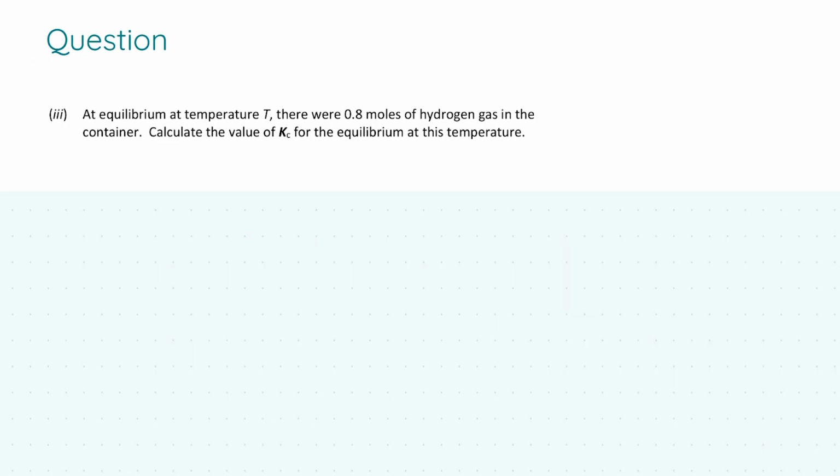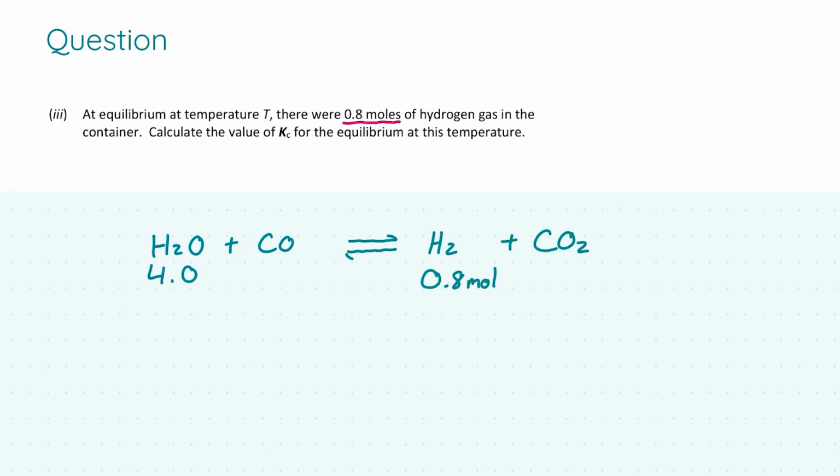And part 3 to this question is telling us at equilibrium at temperature T, there was 0.8 moles of hydrogen gas in the container. Calculate the value of Kc for this equilibrium. So we're going to be using the Kc that we worked out in the second part of this question and just filling in our values. So what I'd like to do with these straight away is just write down what we know. So write out your equation and write down the values that we know.